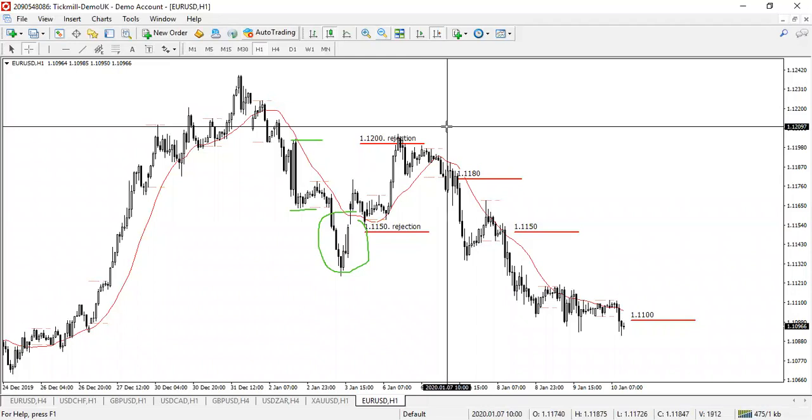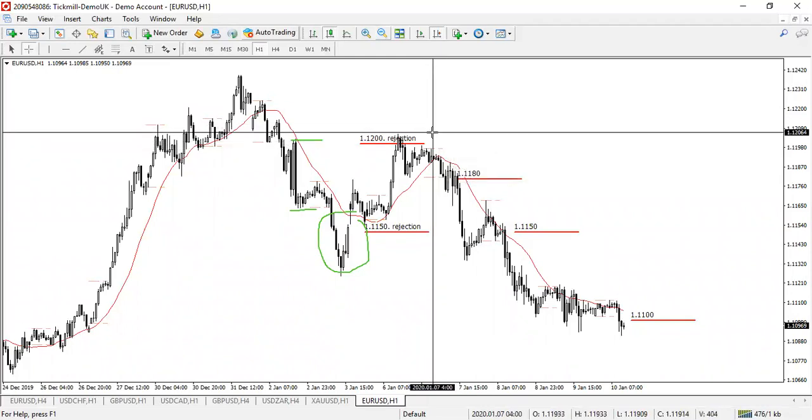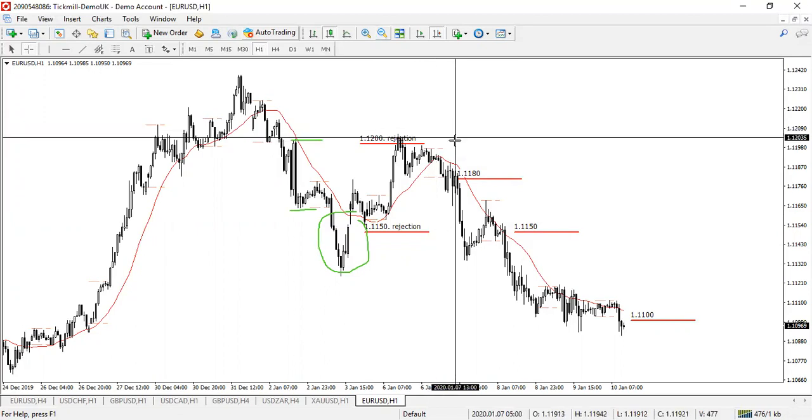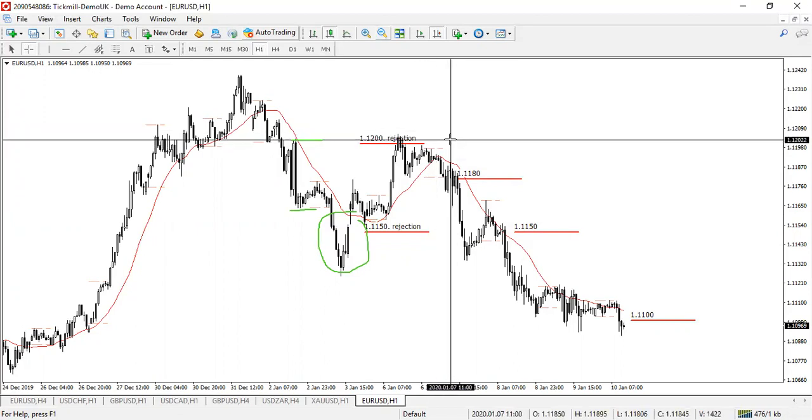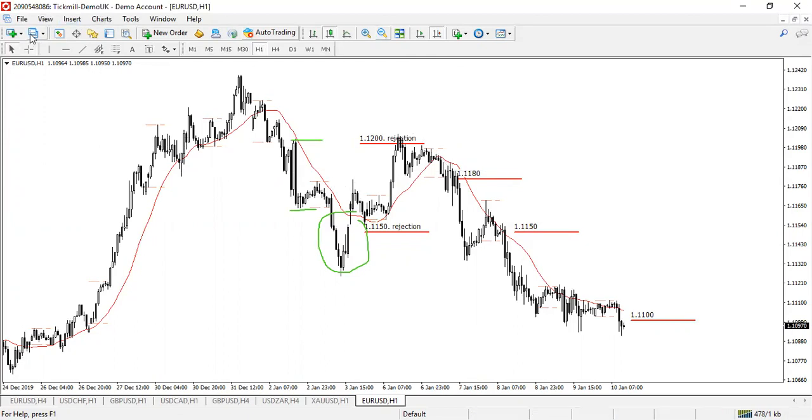What do we expect? We want price in a clear downtrend, so we expect them to push down. So we'd have sold here. Sell here, put your stop loss here. Take profit is where, guys? They have cleared this area here.